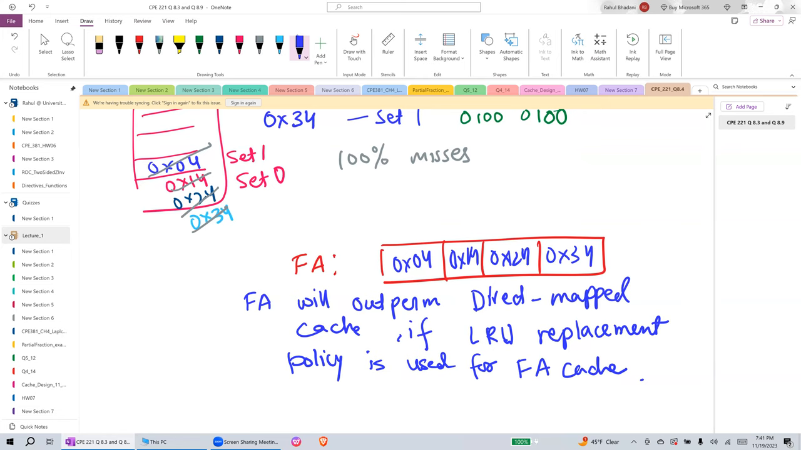Okay, so that's all. This is the gist of this question exercise 8.3 and 8.4. Okay, I hope this was clear.